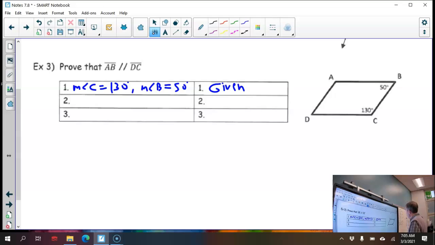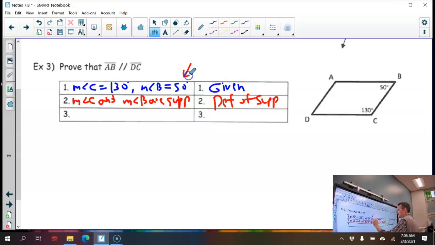So before I can use that theorem, because it uses the word supplementary, I have to prove that those angles are supplementary, which of course they are. The measure of angle C and the measure of angle B are supplementary, and that is just the definition of supplementary, because they add up to 180. And now that I've said they're supplementary, I can use this theorem.